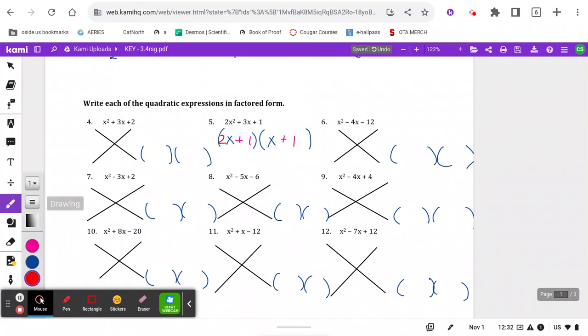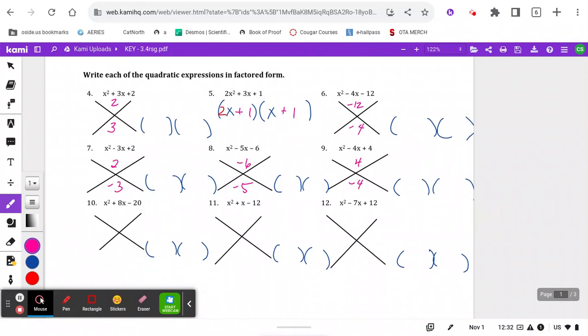Okay, but back to these other ones. Fill them in and see what you get. What times what is 2 and adds up to 3? What times what is -12 and adds up to -4? What times what is 2 and adds up to -3? Etc.